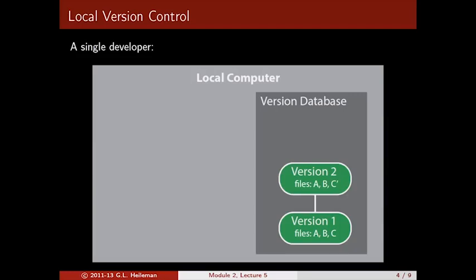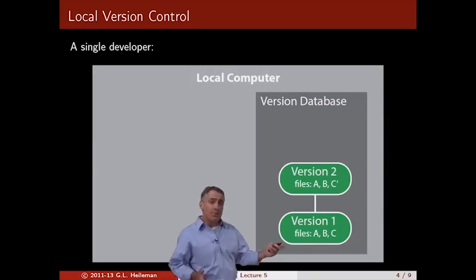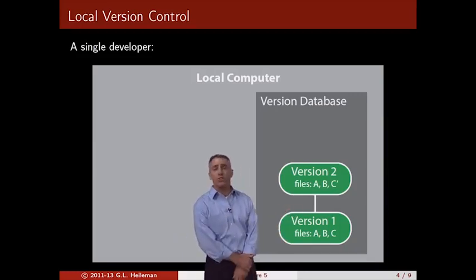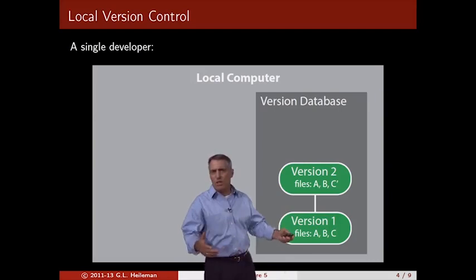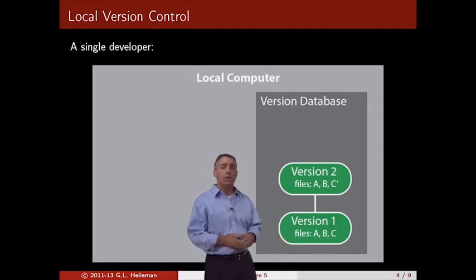Let's look at the case of a single developer. With a single developer, you've got a version control database here, and on that version control database I show a couple of versions of this software on your local computer. This could be your file system, or it could be a version control system database as well.